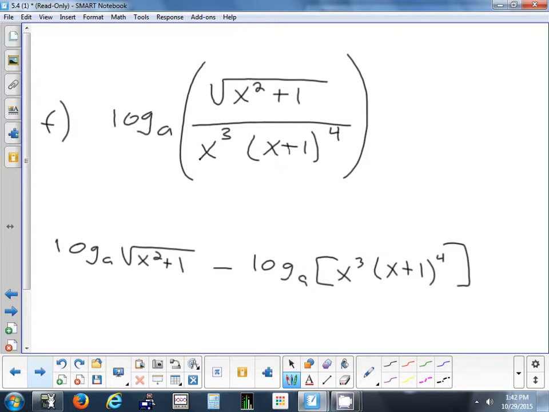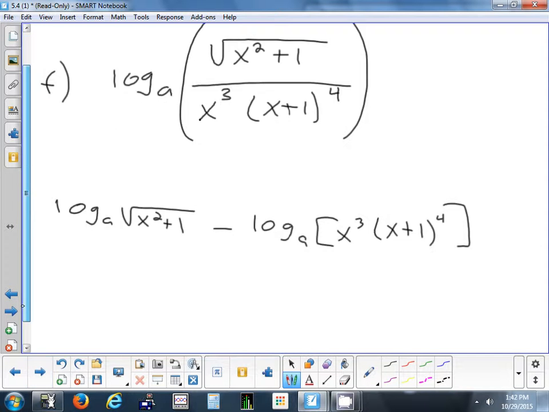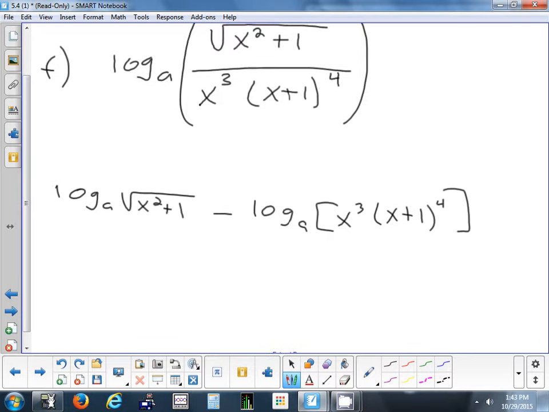Just so we understand, this whole thing is part of the log. This is all the argument. Could you use double parentheses? You could use double parentheses, yeah. Now this: I don't like logarithms to have square root symbols. I'd rather have exponents. So how can you rewrite the square root of x squared plus 1?